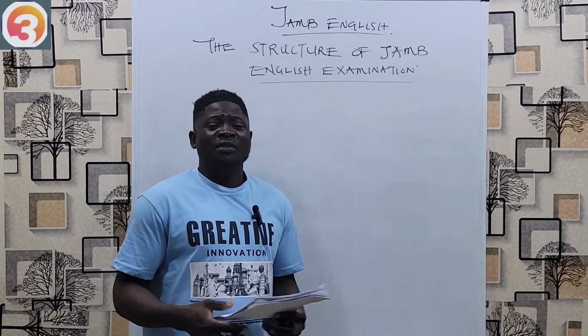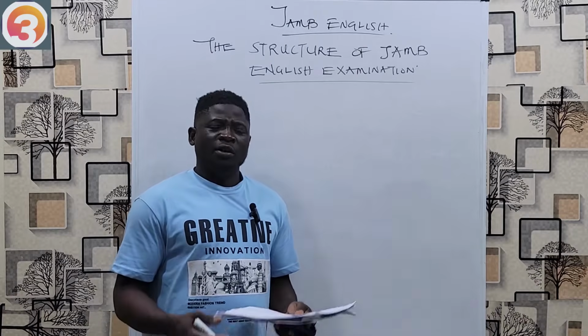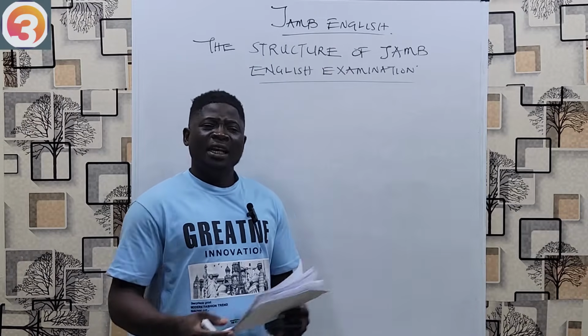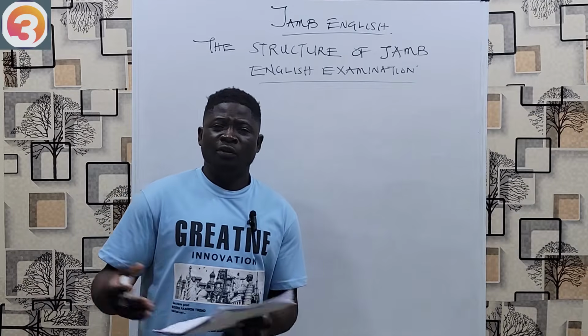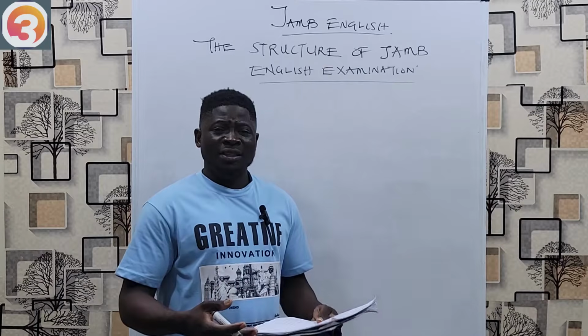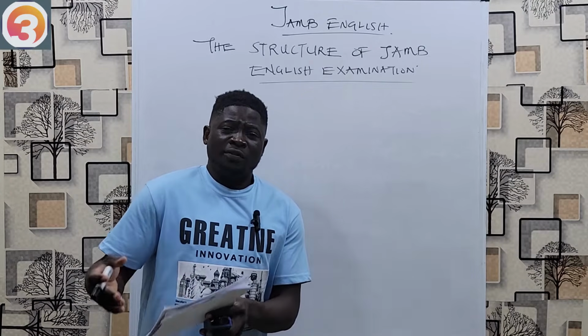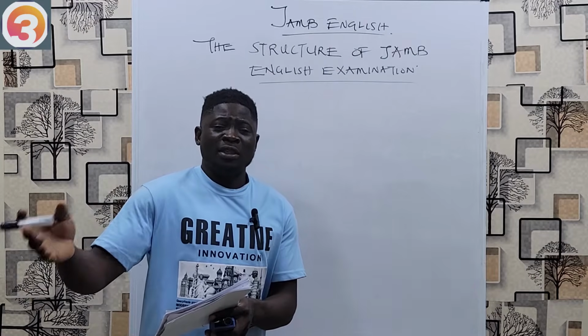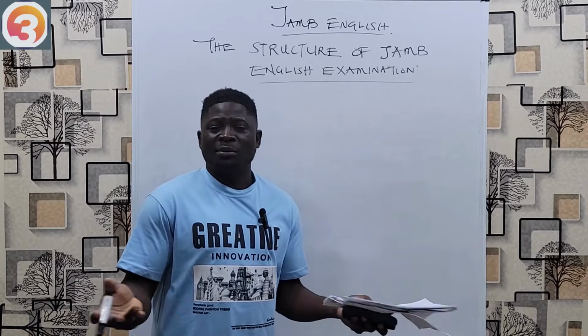JAMB Use of English is very easy to pass and it is very easy to fail. Now, compare a student that scored 80 in JAMB Use of English and a student that scored 40. If the student that scored 80 scores like 40 in the other three subjects, 40, 40, 40, that is 120 already. 120 plus 80 is 200. The person has gotten a good JAMB score.